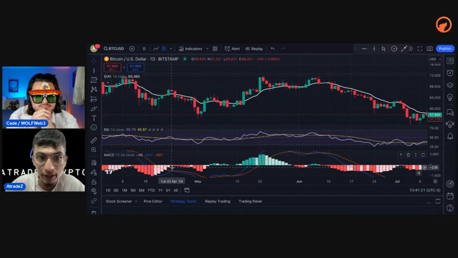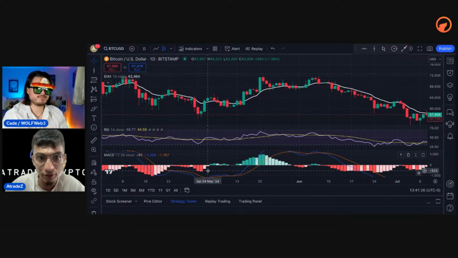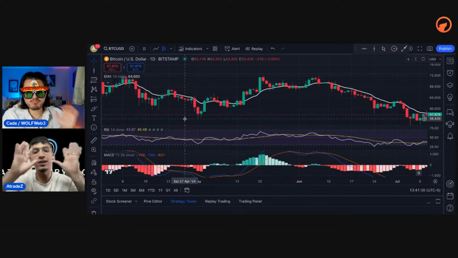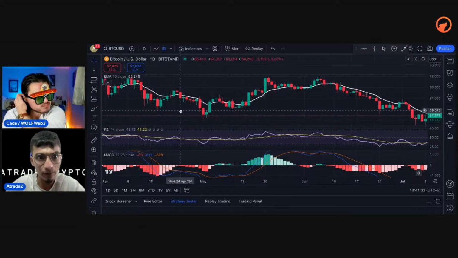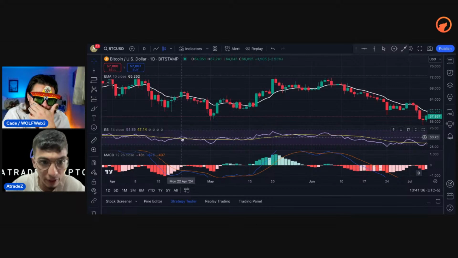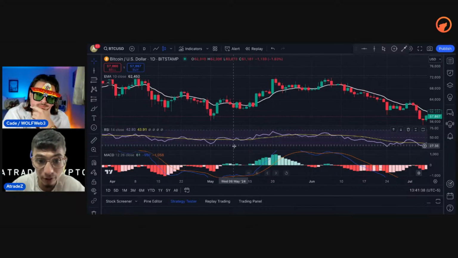But entering here would have been more lucrative than entering at the green. For example, if you enter here or here, you would have risked it. But I don't want to talk about risk and trading yet. Let's just focus on the concrete evidence. So right here, this period looks very similar to this period, right?